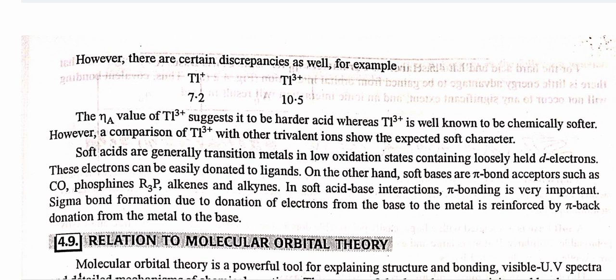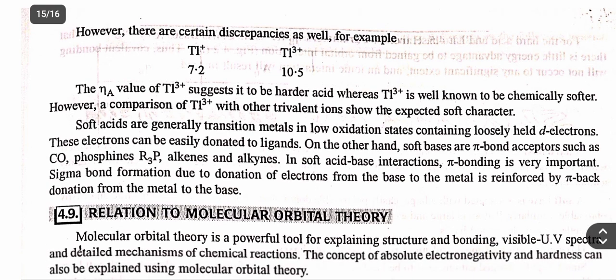For example, titanium plus and titanium 3 plus. The eta A value of titanium 3 plus suggests it to be a harder acid, whereas titanium 3 plus is well known to be chemically softer. However, a comparison of titanium 3 plus with other trivalent ions shows the expected soft character.